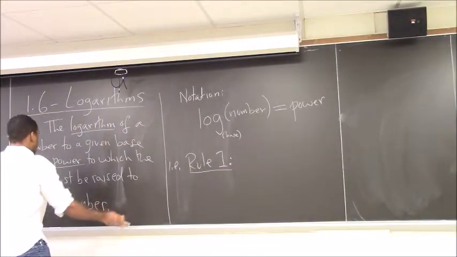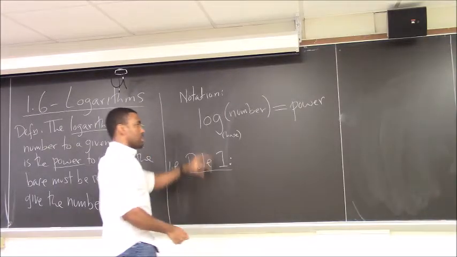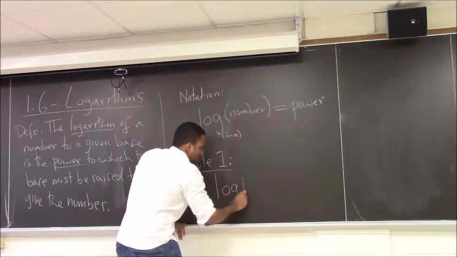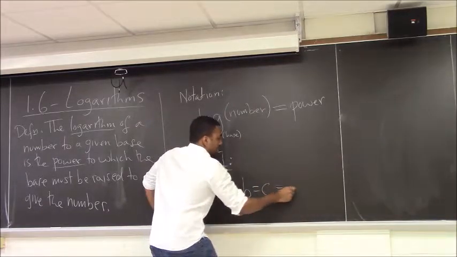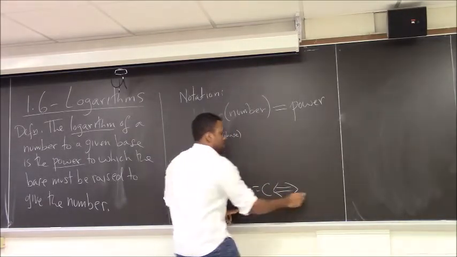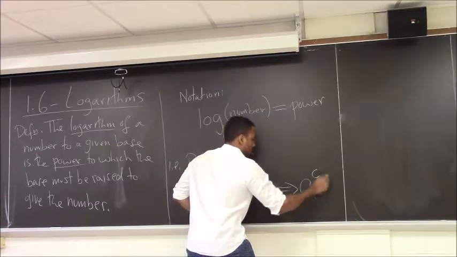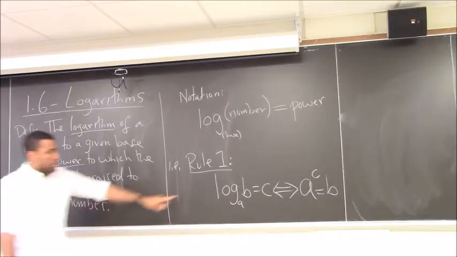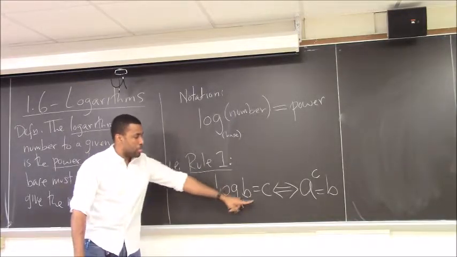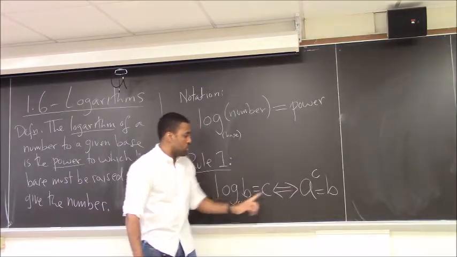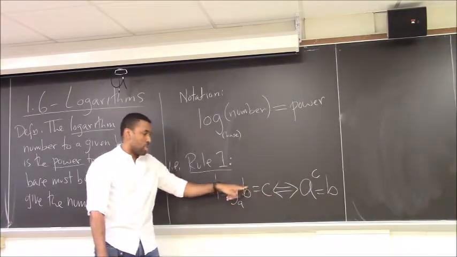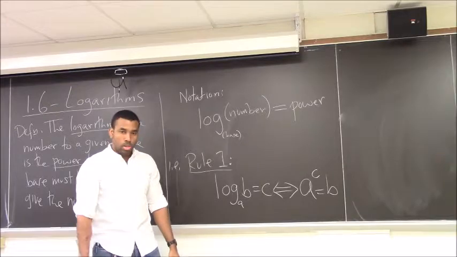So I'm going to take this sentence and write it in math symbols using this notation. This says log to the base a of b equals c is exactly the same as saying if I take a raised to the c, I will get b. The logarithm of a number to a given base is the power I need to raise the base to in order to get that number. So I need to raise the base a to the power c in order to get the number b. That's how we want to think of logarithms.